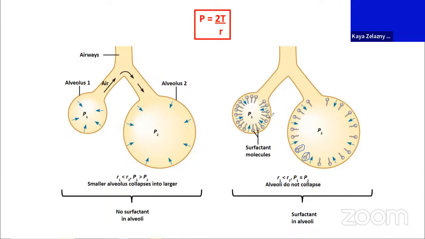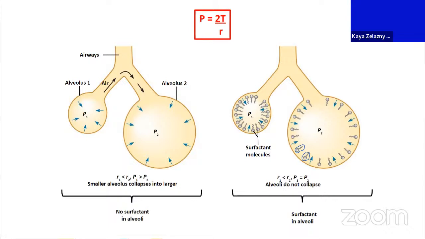And when we have more surfactant in that smaller radius alveolus, this brings down the surface tension in that alveolus so that we can have equal pressures from a smaller alveolus to a larger alveolus. The big picture of this is that the surfactant is breaking up that tension, stopping the alveoli from collapsing into each other, or just more generally collapsing from that surface tension of the moisture in the lungs.